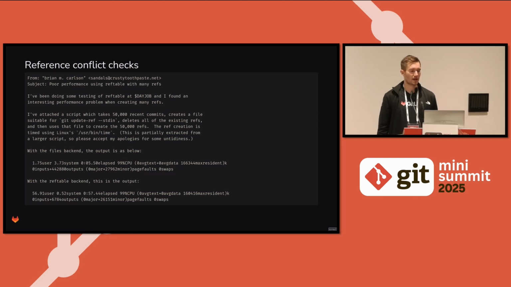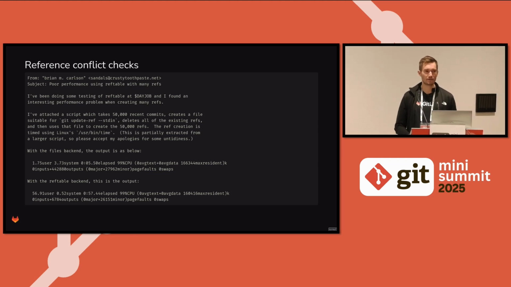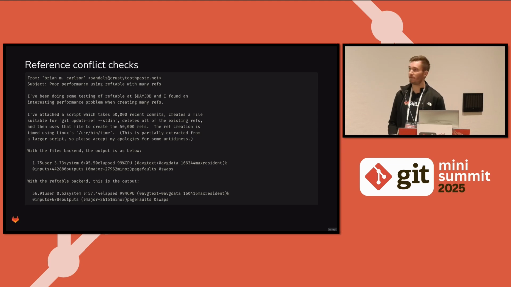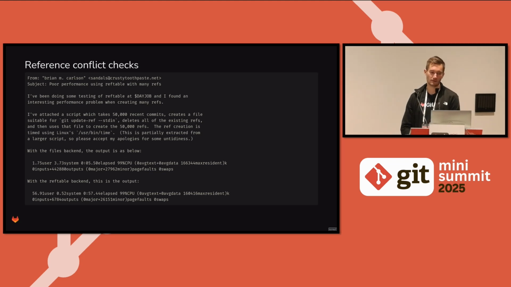Brian claims that when deleting all references in a repository and then recreating them, the reftable backend is significantly slower compared to the files backend. In fact, more than 50 times so. Now, we may agree that deleting 50,000 references only to recreate them might not be the most typical use case in a repository, but it still left me puzzled why that actually is.